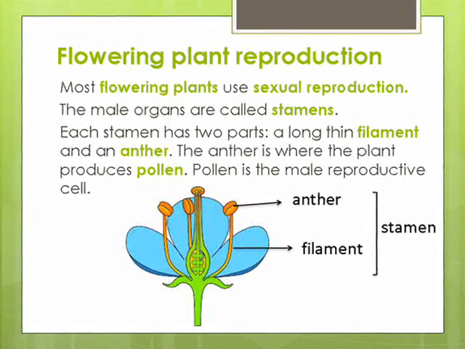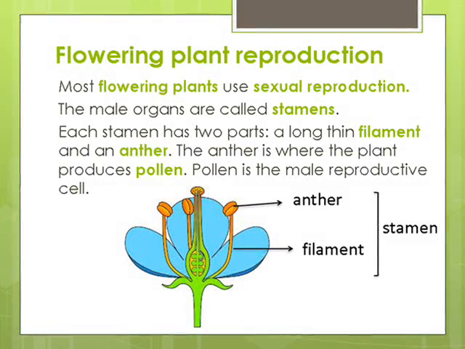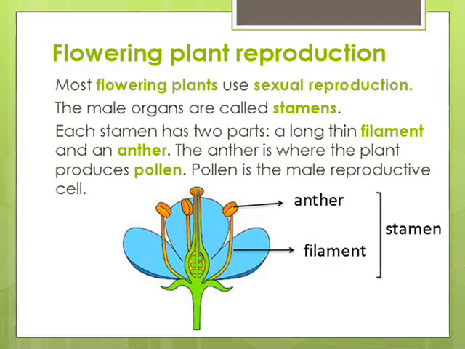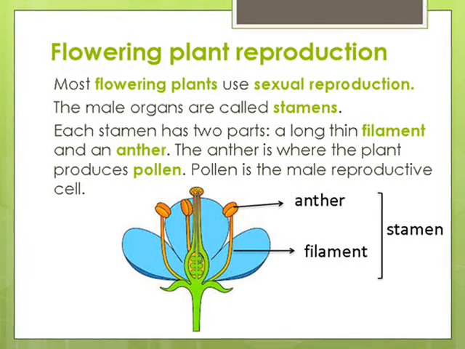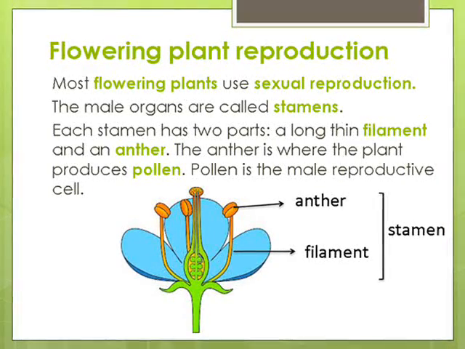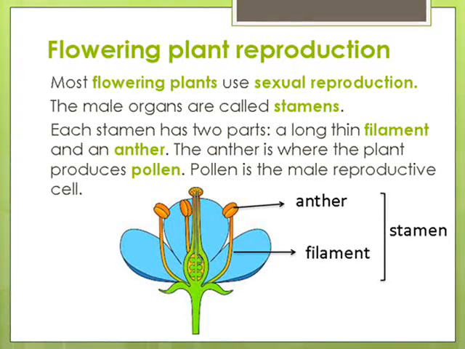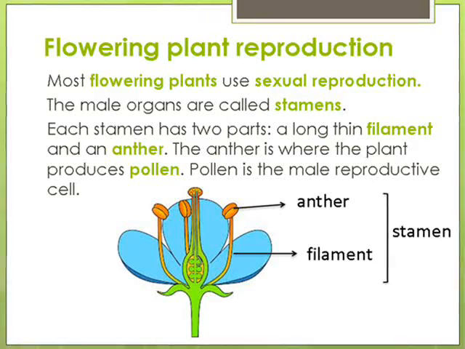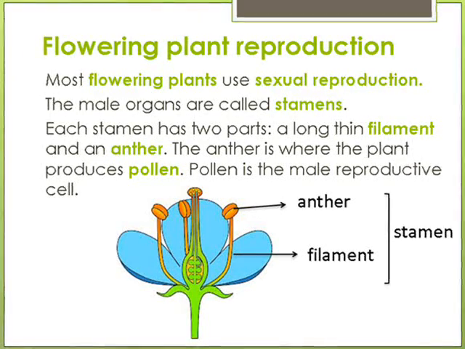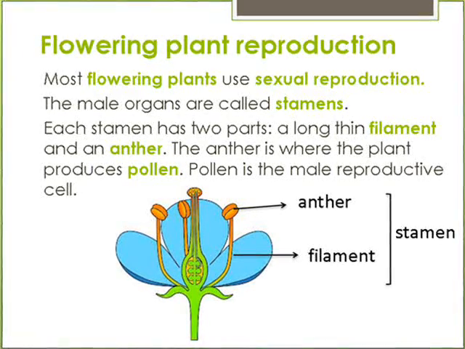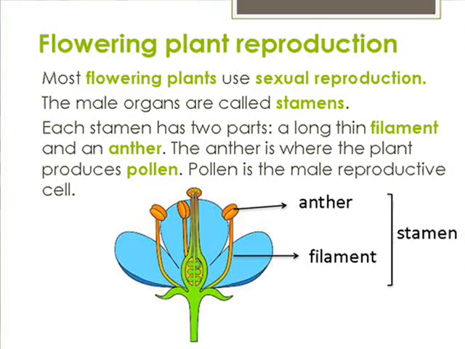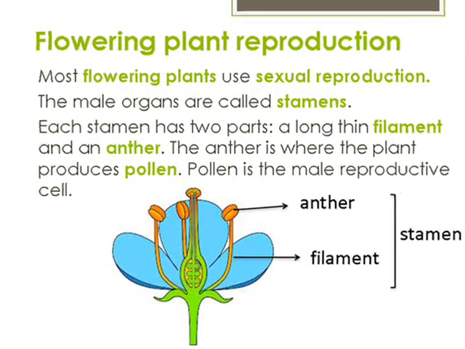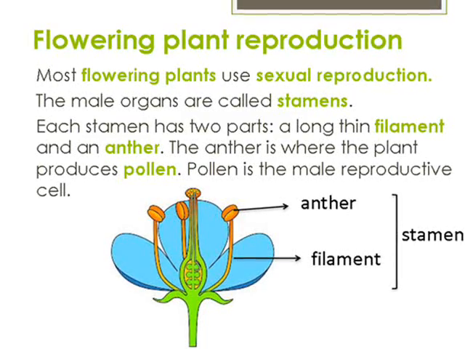Flowering plant reproduction. Most flowering plants use sexual reproduction. The male organs are called stamens. Each stamen has two parts, a long, thin filament and an anther. The anther is where the plant produces pollen. Pollen is the male reproductive cell.